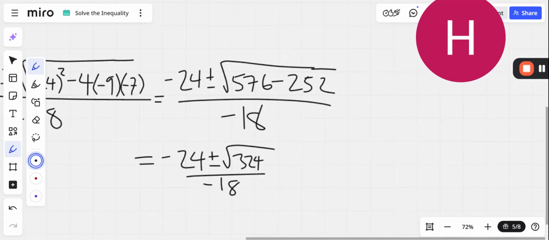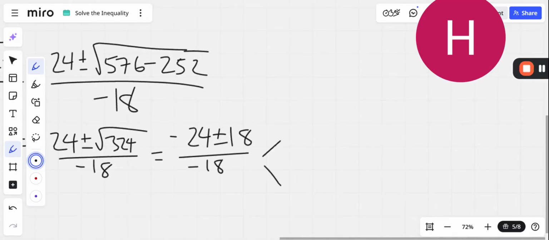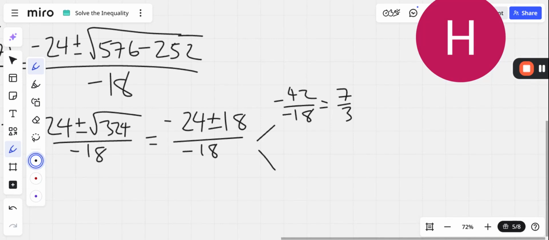That's pretty nice, because that means we're going to have negative 24 plus or minus 18 over negative 18, which is nice. This gives us negative 42 over negative 18, or in other words, 7/3, dividing both of those by negative 6. And we're going to have negative 6 over negative 18, which simplifies to positive 1/3 when we divide top and bottom by negative 6.